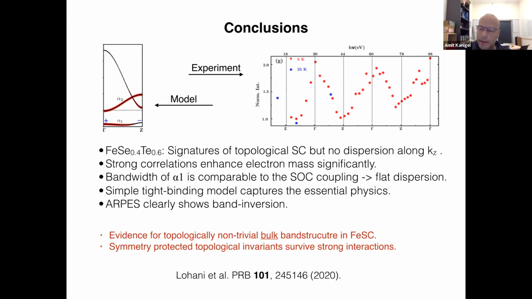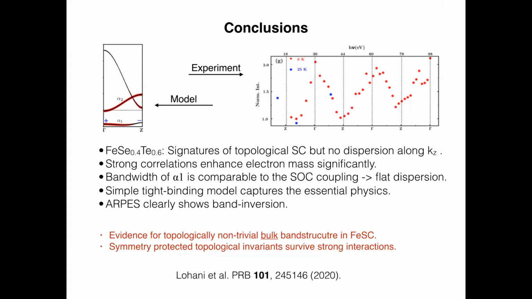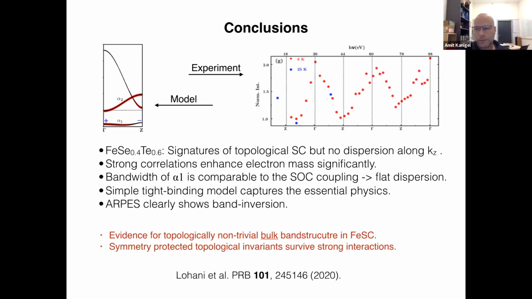You mean these are oscillations in the intensity, not in the dispersion? Yeah, the oscillation in the intensity because of the matrix element effect. So if we have other kinds of tetragonal crystal, even if it's not in this family, do you think that could be a general case in a KZ dependent experiment?